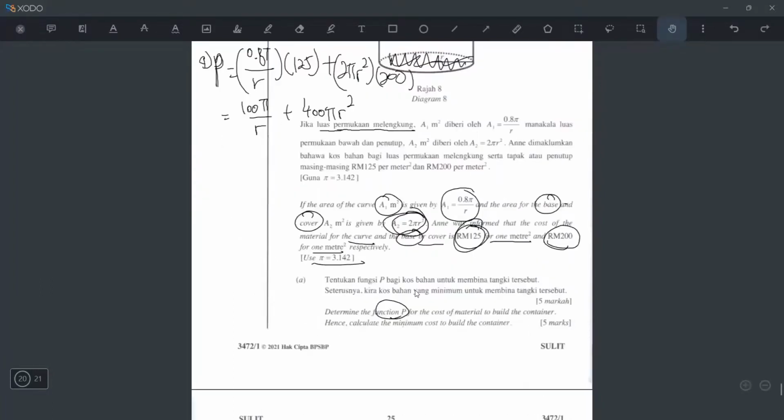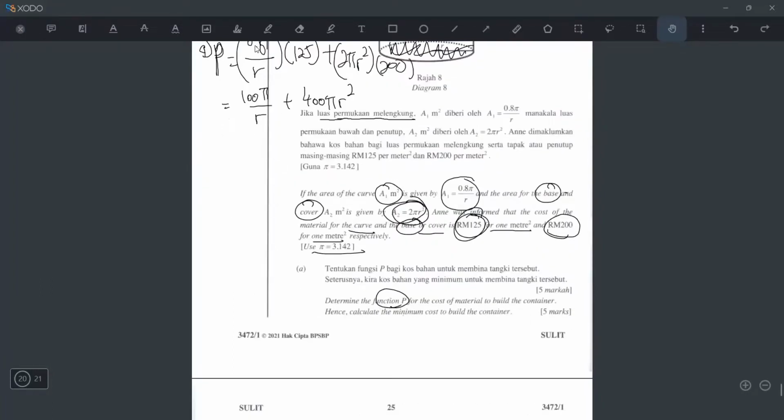But then they say hence what? Okay, actually I have to write RM, because this is price, right? So actually I will write a bracket and I'll write RM. All right. So done already. Determine function P, that's the answer.